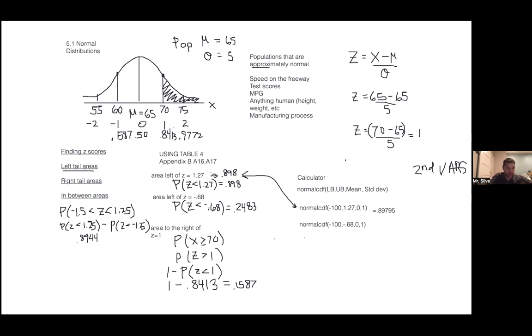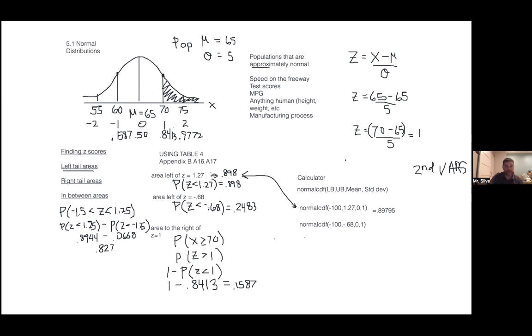Take away 0.0668. That's the area to the left of -1.5. And that equates to 0.8276. That's the answer. The area in between these two numbers is 0.8276.